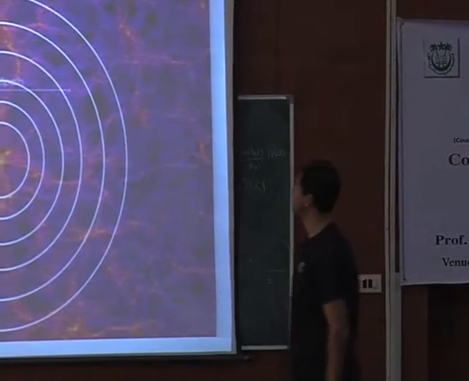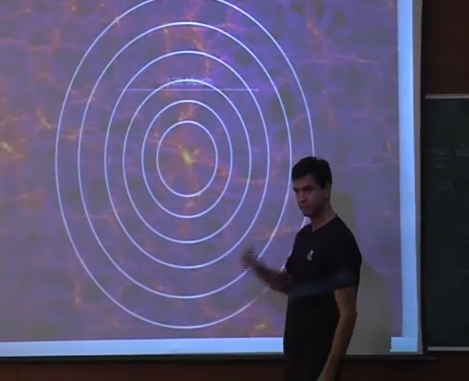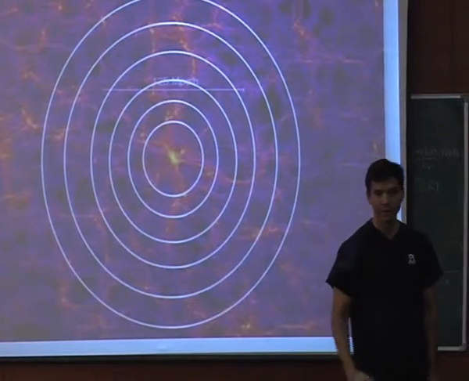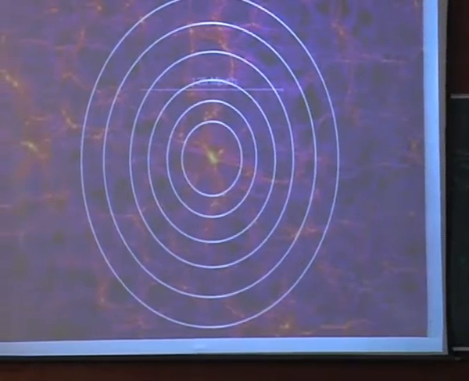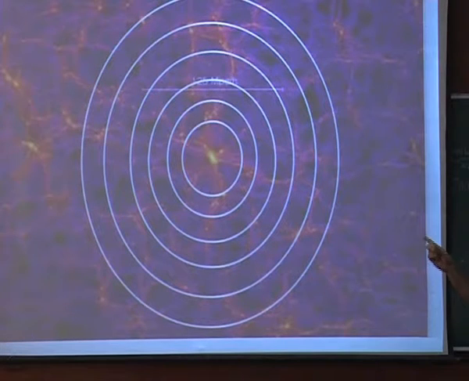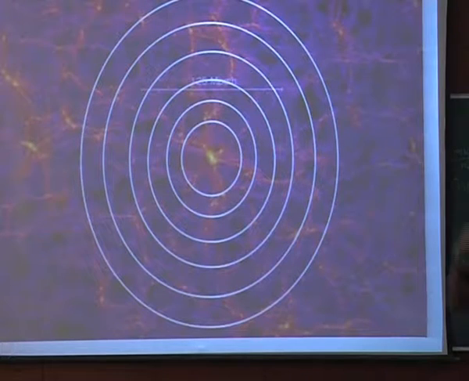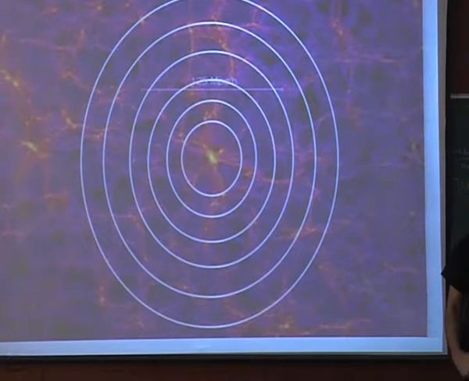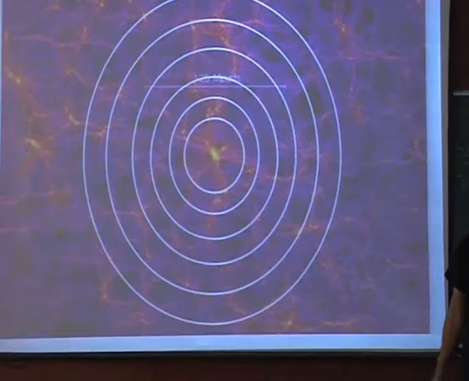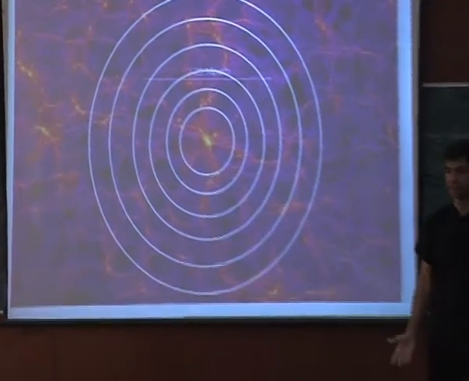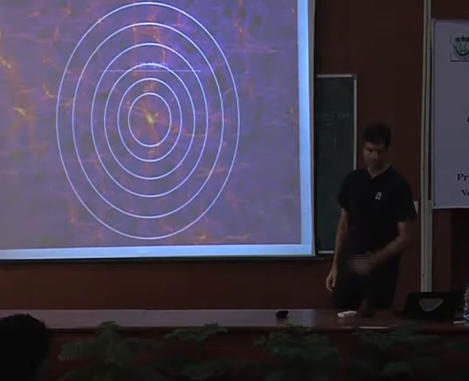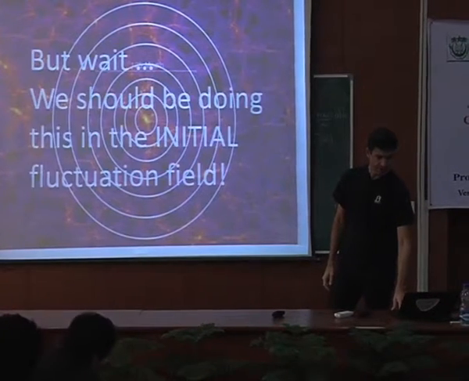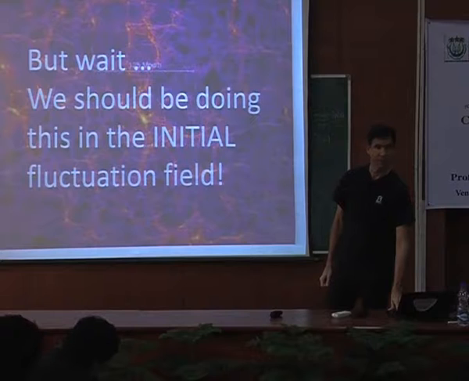Okay, so this is all well and good. This is a procedure that we can do in the nonlinear field, but our goal was to predict the cluster abundances not from the nonlinear field, but from the initial conditions, from the CMB. I want to be given just a power spectrum, and I want to know what are the objects that are going to form. What is the mass function of objects? And so what I really want is to play this same game, but in the initial fluctuation field.